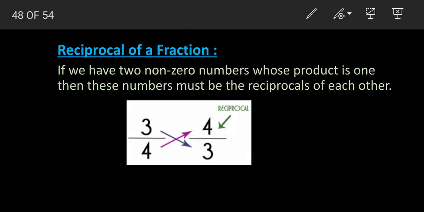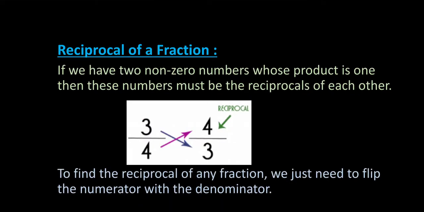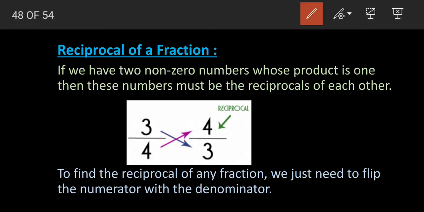To find the reciprocal of any fraction, we need to flip the numerator with the denominator. Flip means change. So we just change the numerator with the denominator and the denominator with the numerator. Clear? So we get the reciprocal of that fraction.